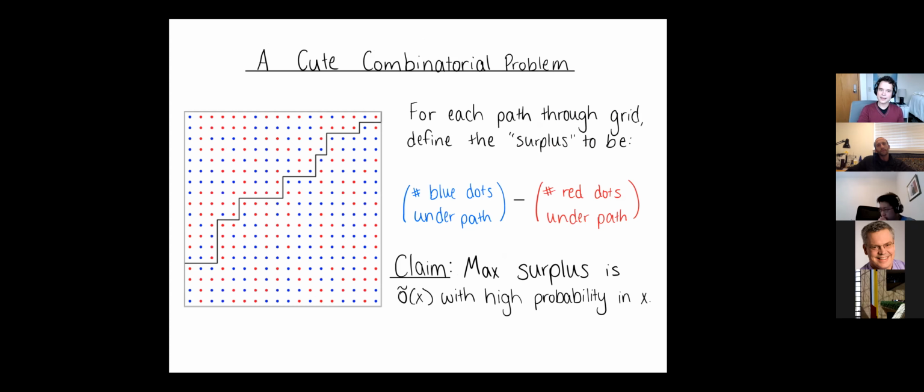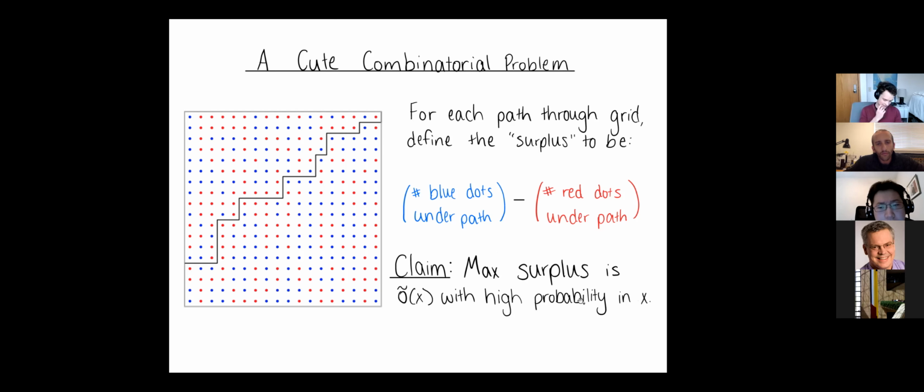But now let's just focus on the basic combinatorial problem. So we'll push all the details aside and ask, what's the biggest surplus going to be of any monotonic path? And I claim that if your grid is an x by x grid, then the maximum surplus is actually going to be soft O of x with high probability in x.